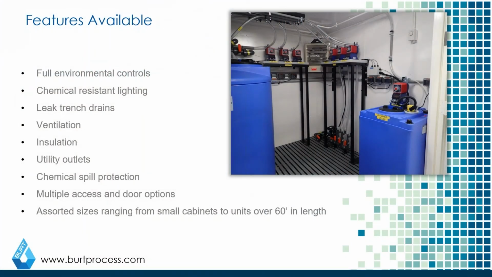So what typically is involved? As everybody knows, with a skid-based system, you have a series of processes, and you have a single point connection for power. Generally, you have a control panel. The system is pre-plumbed and pre-wired. When you're moving into the world of containerized systems, the list of what's involved with your system grows quite a bit. Generally, you have full environmental controls.